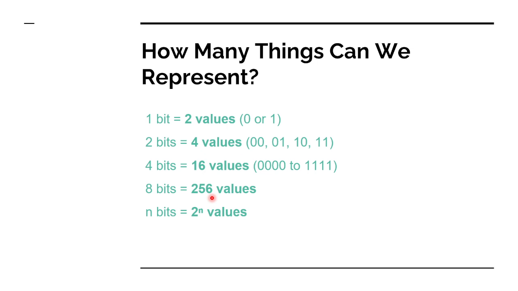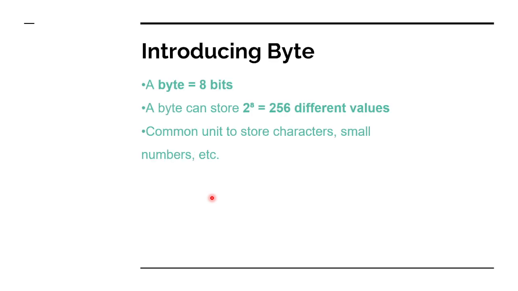Next, let's move forward. Now we are going to the journey of byte. What is a byte? Byte is actually 8 bits. Consecutive 8 bits represents a byte. And as it is 8 bit, it can store 2 raised to the power 8, that means 256 different values. It is a common unit to store characters or small numbers.